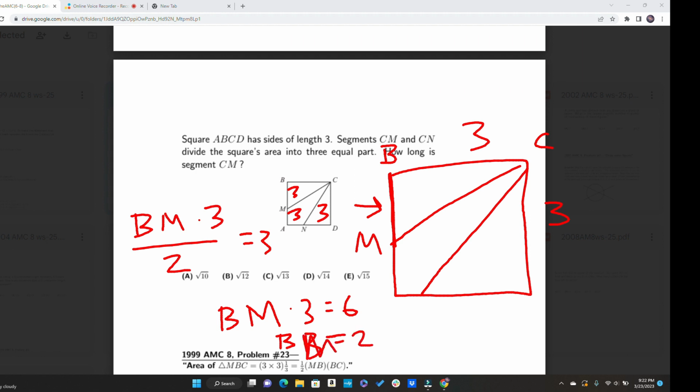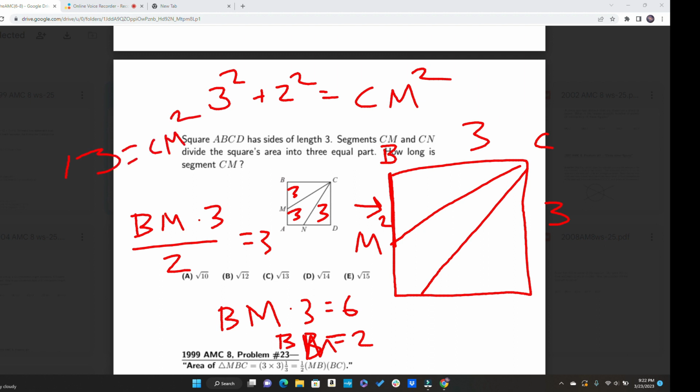2. Okay. Now using the Pythagorean theorem, we've got 3 squared plus 2 squared is going to equal our hypotenuse, which is CM squared. 9 plus 4 makes 13. CM squared equals 13. Taking the square root of both sides, square root of 13 equals CM. That is our answer.